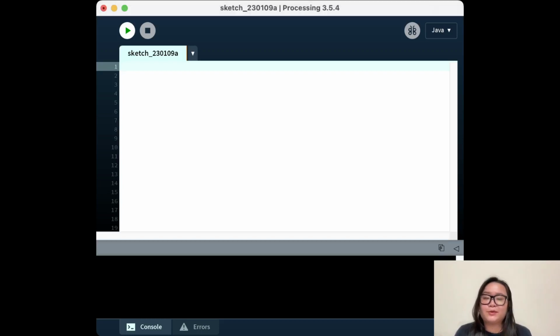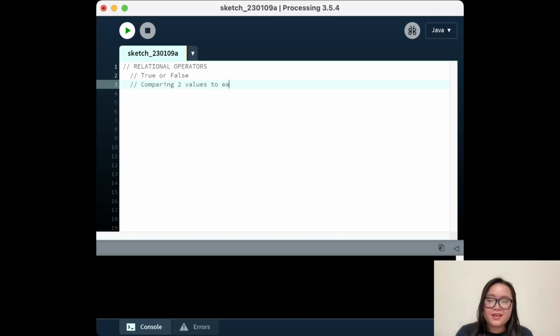Today we'll be looking at relational operators and how we can use them to check for conditions. Relational operators always evaluate to either a true or false condition. This is going to be a crucial bit of information to remember. The general idea of these relational operators is comparing two values to each other. These comparisons can vary from checking if something is bigger or smaller than another value, or checking if two values are equal. Let's take a closer look.